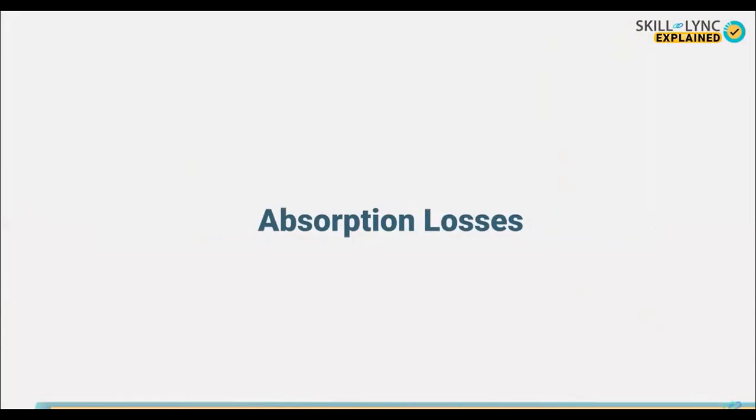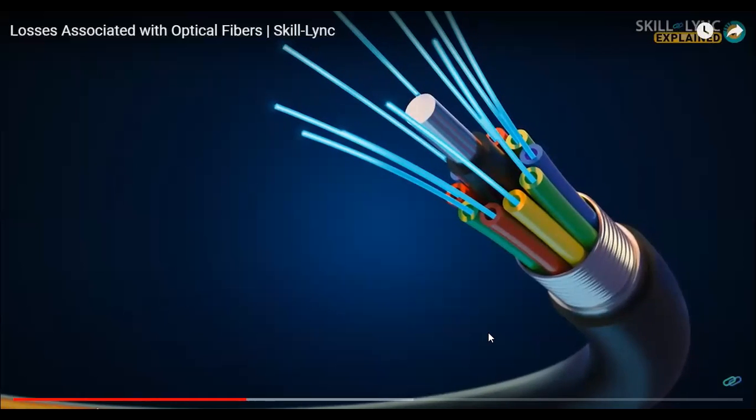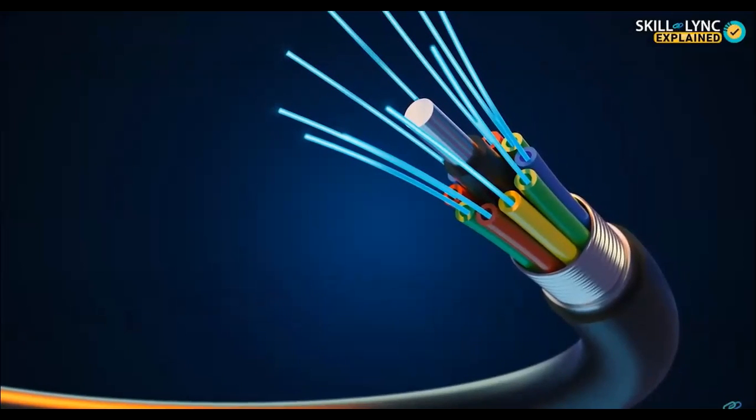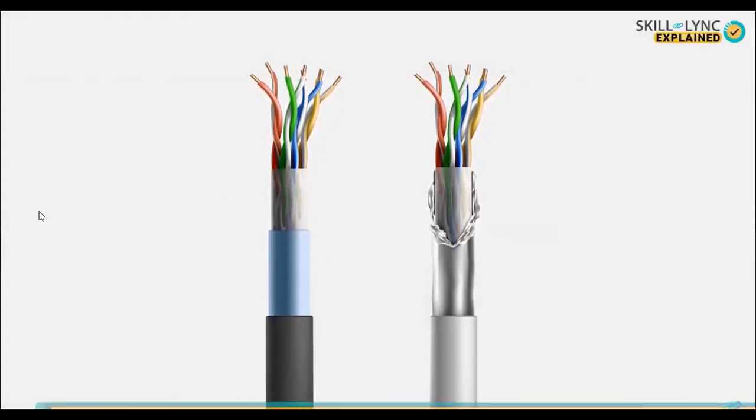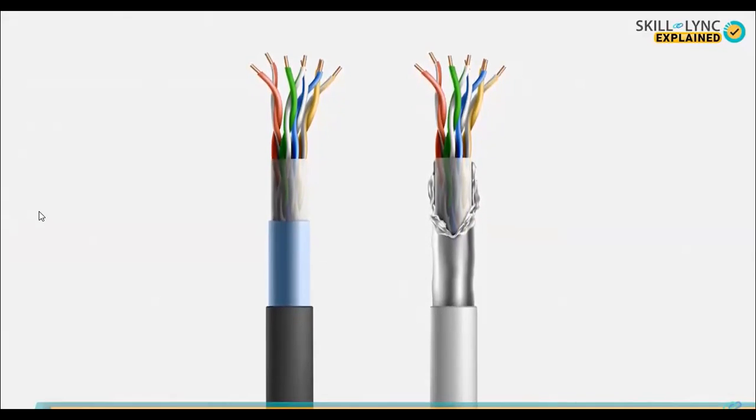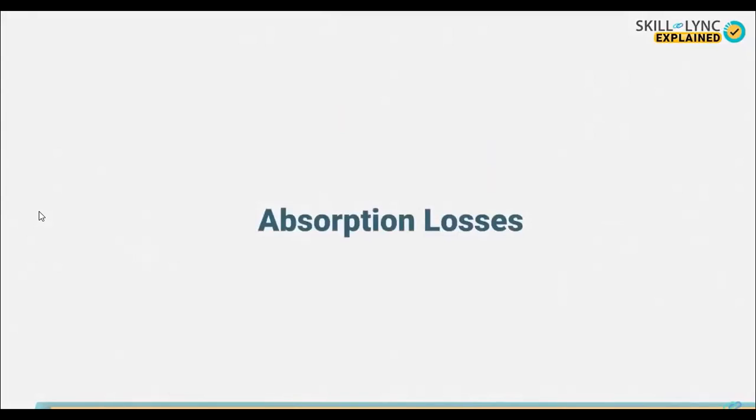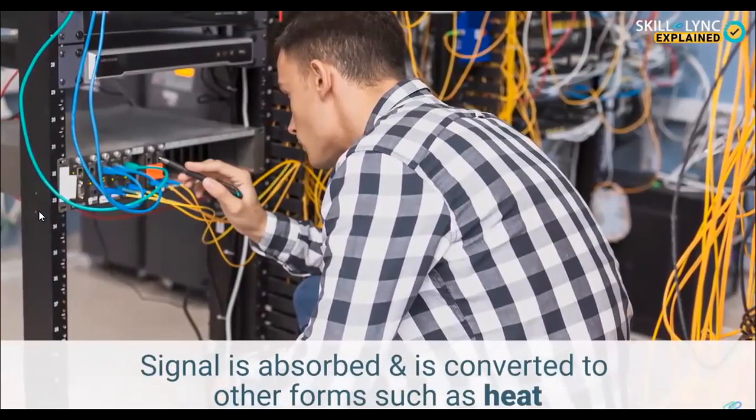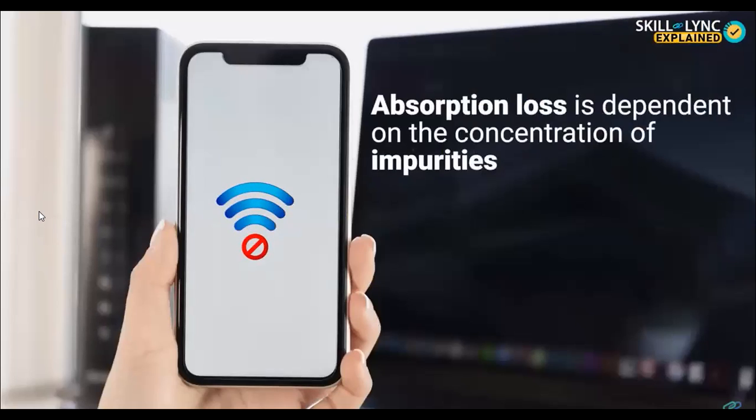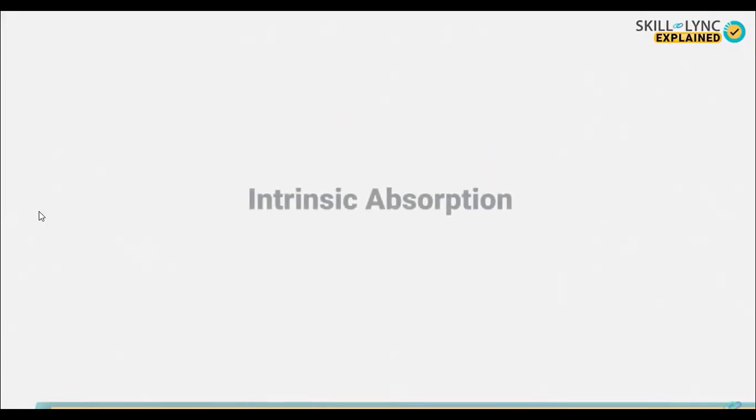First, we'll talk about absorption losses. An optical fiber is made up of either glass or plastic material. During fabrication of the fiber, there might be some impurities present in the fiber that can cause loss in the signal. This loss is called absorption loss. Here, the signal is absorbed and converted into other forms such as heat. The amount of loss that the signal incurs due to absorption losses depends upon the concentration of impurities present in the fiber. Absorption losses are further classified into intrinsic absorption losses and extrinsic absorption losses.